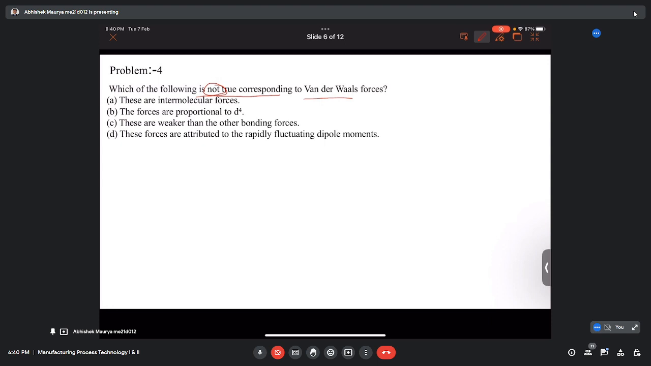So there are situations where we have molecules, where we have two molecules or more than two molecules. Because of the nature of the atoms involved in forming the molecules, the molecule gets some polarization.